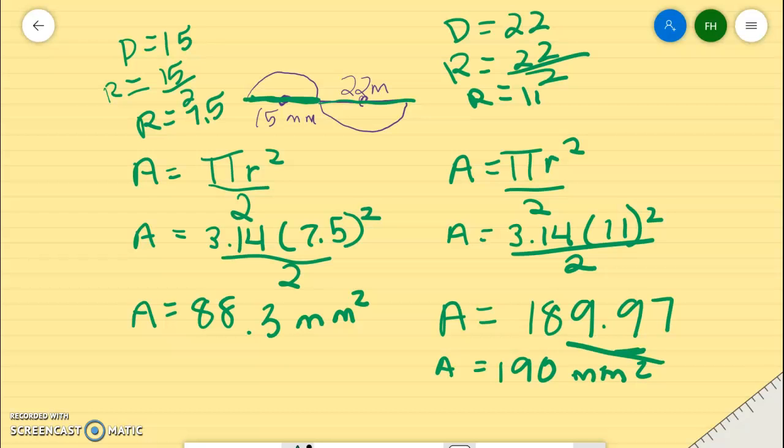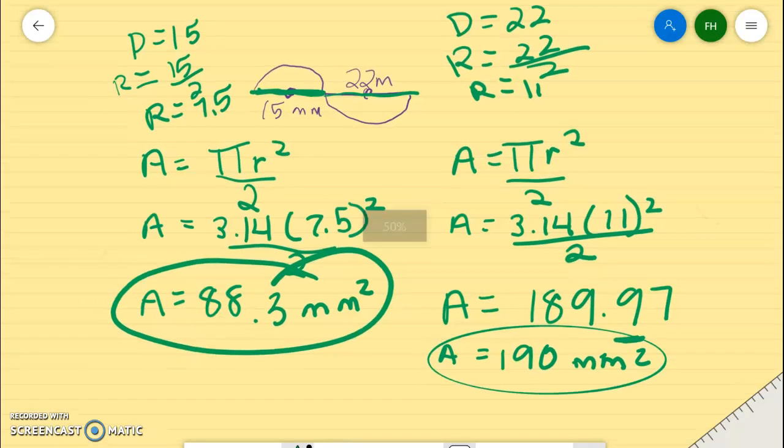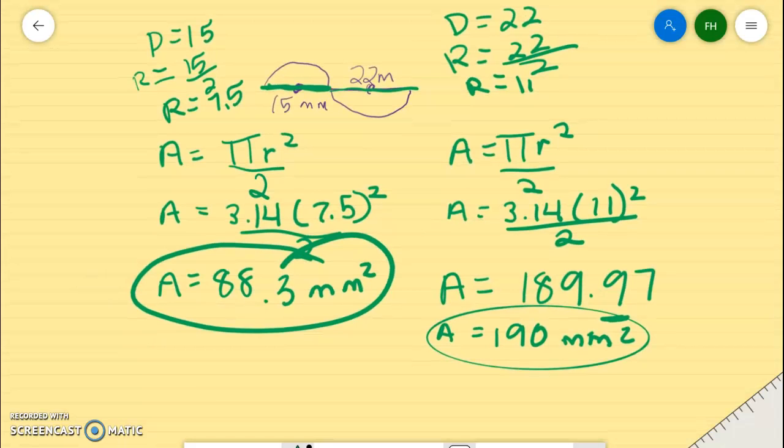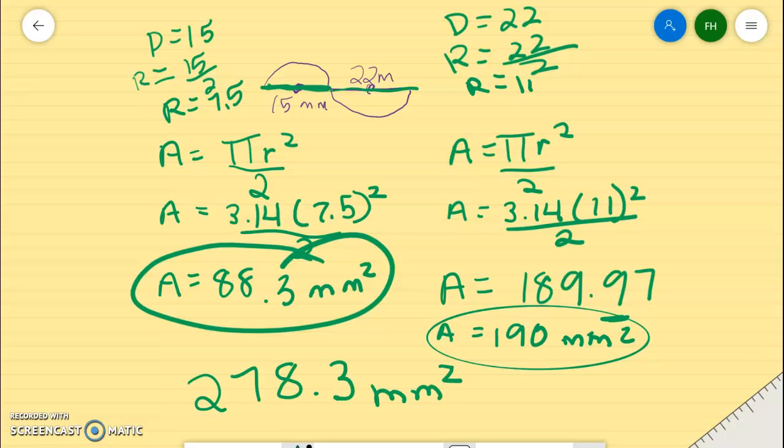So remember, once you get the area of both, you have to add those two numbers up. And so 88.3 plus 190 would be 278.3 square millimeters. And that is our final answer for that one.